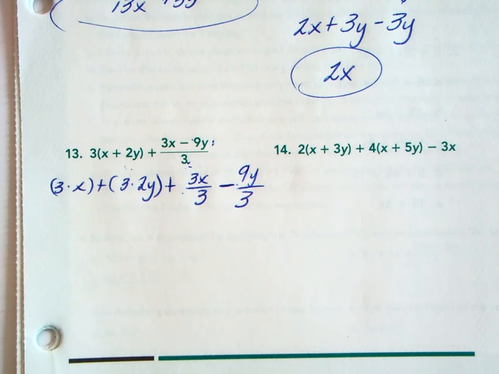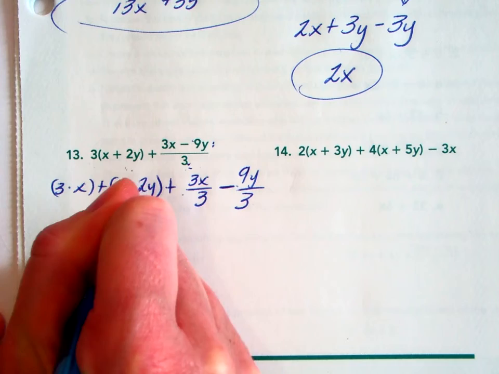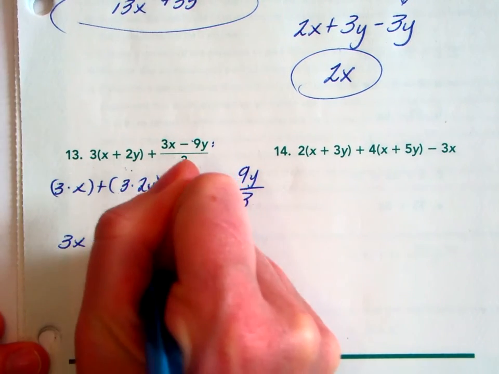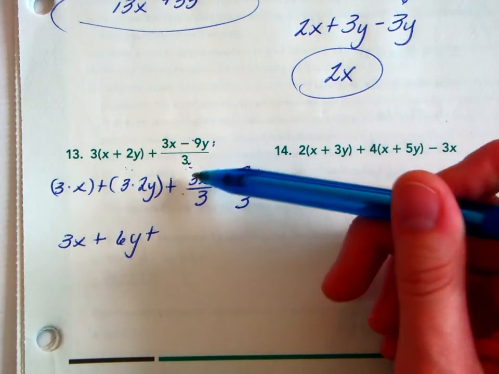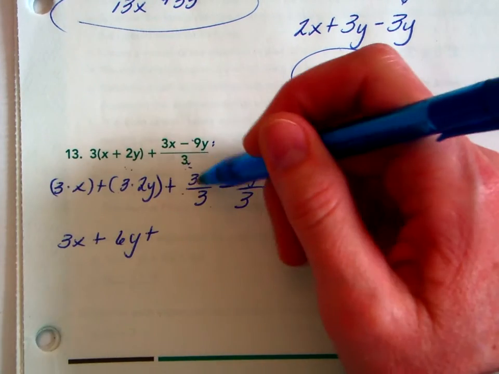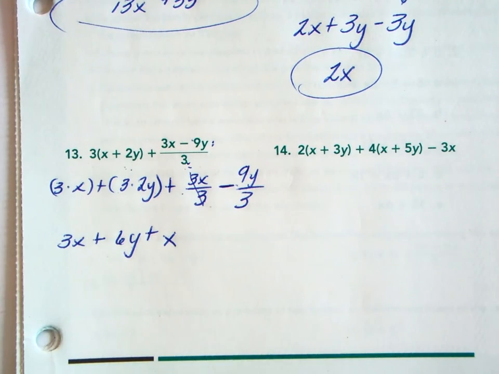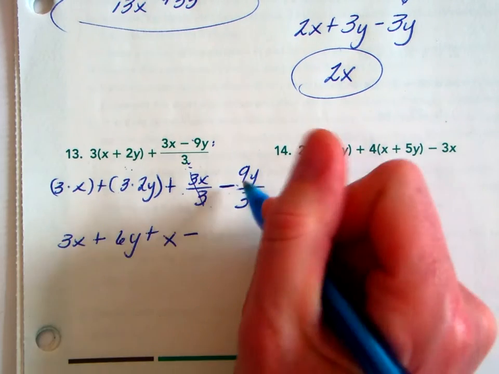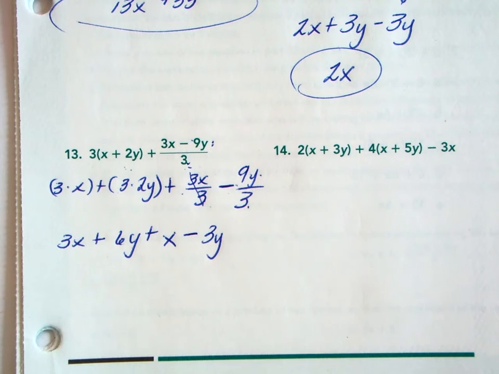This is a multifaceted problem. It's got a lot of moving parts. 3 times x is 3x, plus 3 times 2y is 6y, plus, okay, we're really good at those. Let's look at this. 3x over 3. 3 divided by 3 is 1. So all you really have there is an x. Do not forget that subtraction sign. 9y divided by 3 would leave you with 3 y's.